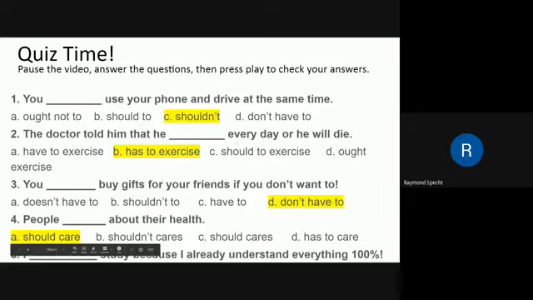And lastly, I blank study because I already understand everything. I don't have to study.